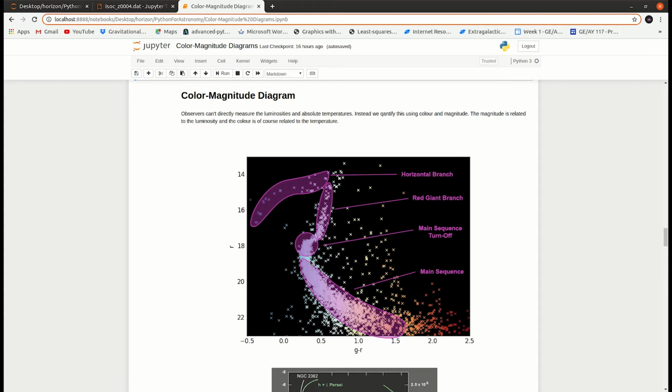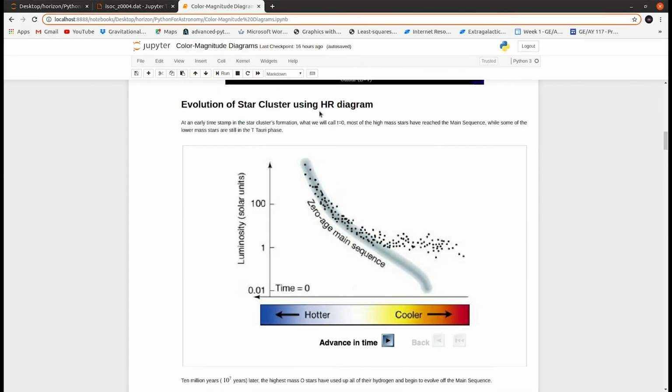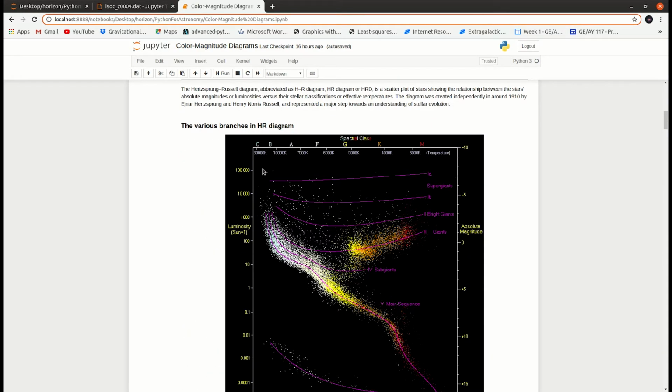So as I was saying, observers can't directly measure the luminosities and the absolute temperatures. Instead, we like to quantify it using the color and the magnitude, and we also already saw that the magnitude was related to the luminosity and the color is related to the temperature. If you go back a bit and recap what I was discussing about the spectral class, you can see how color determines the temperature.